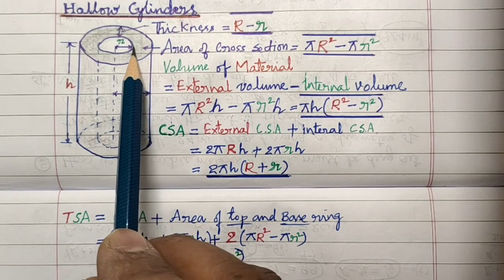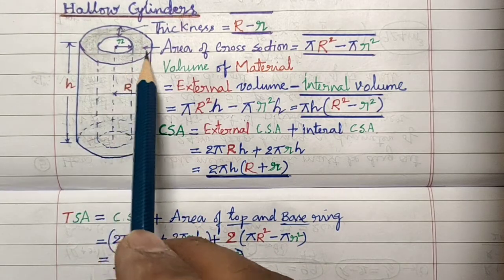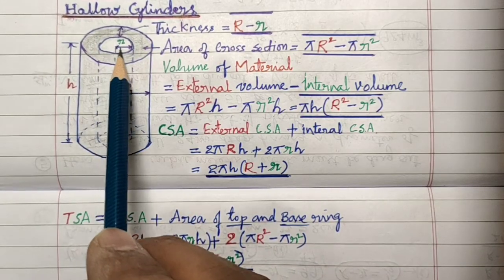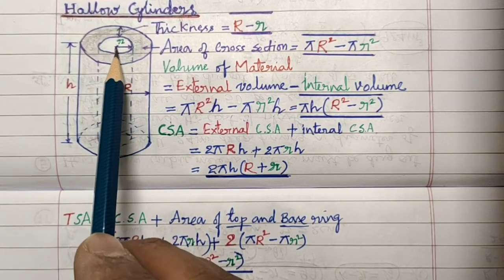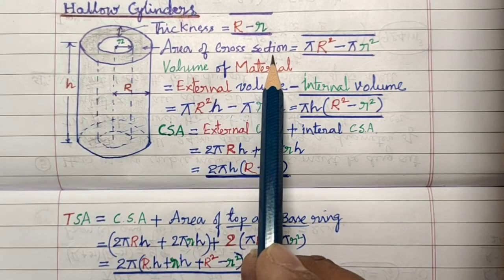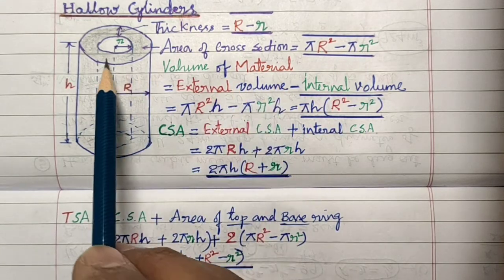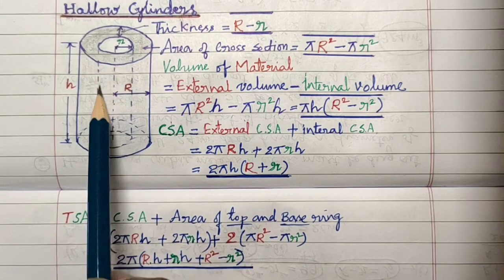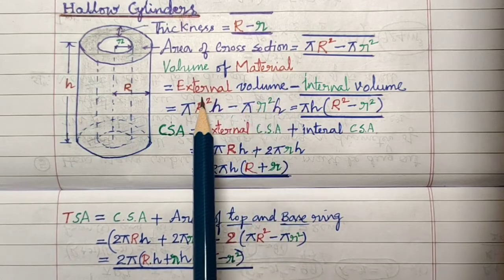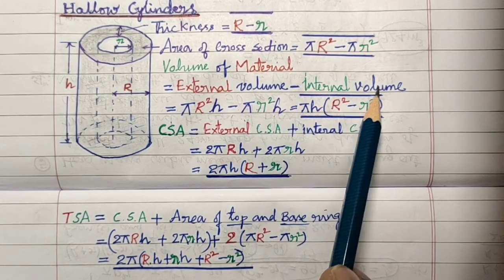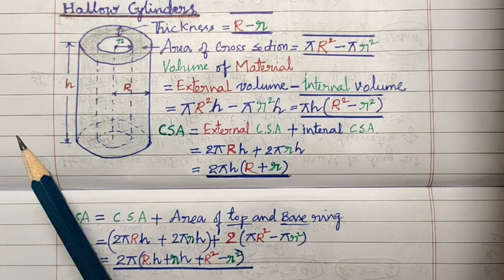The area of this cross section is given by the bigger circle. The area of the bigger circle is pi R square, minus the area of the smaller circle, pi r square. So the area of cross section is pi R square minus pi r square. For the volume of material used here, there is a hollow inside, and the rest is the material used. Volume of material is equal to external volume minus internal volume. We need to take the volume of everything first, then deduct the volume of the inside.